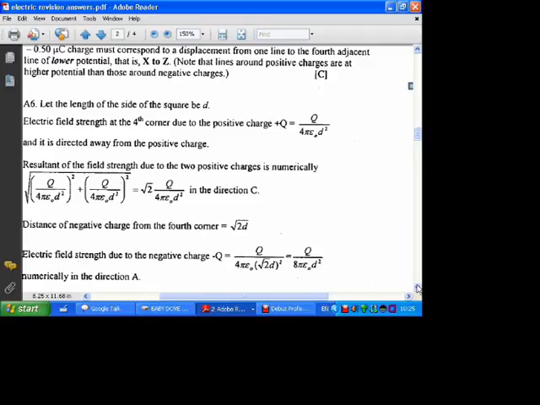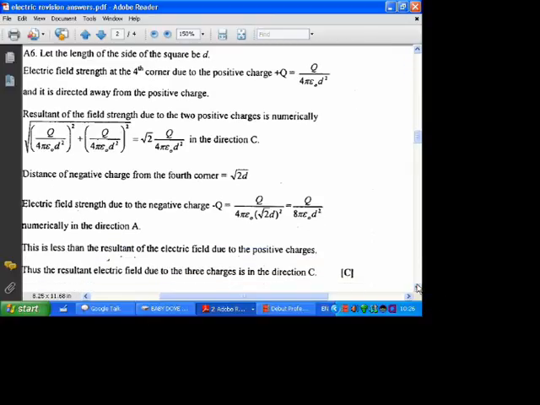So the electric field strength due to that minus Q will be this value. So these two electric fields will point in opposite directions, one in the direction of A, one in the direction of C. Finally, your answer should be in the direction of C because the electric field due to the two positive charges is actually larger, right? You can compare the magnitude, so it's actually larger. Okay.